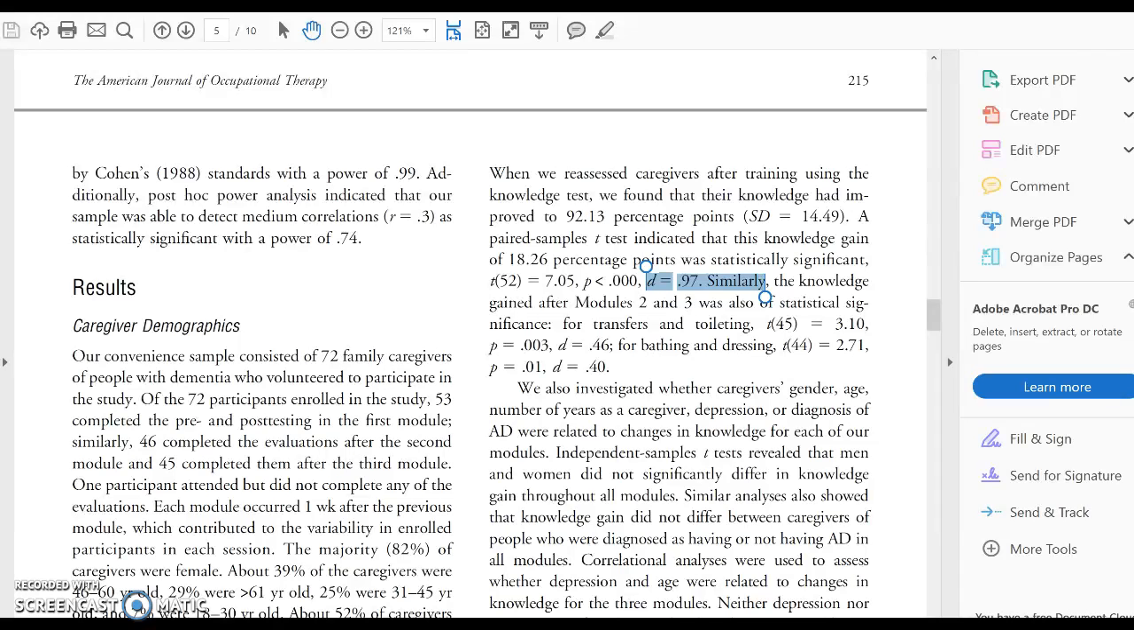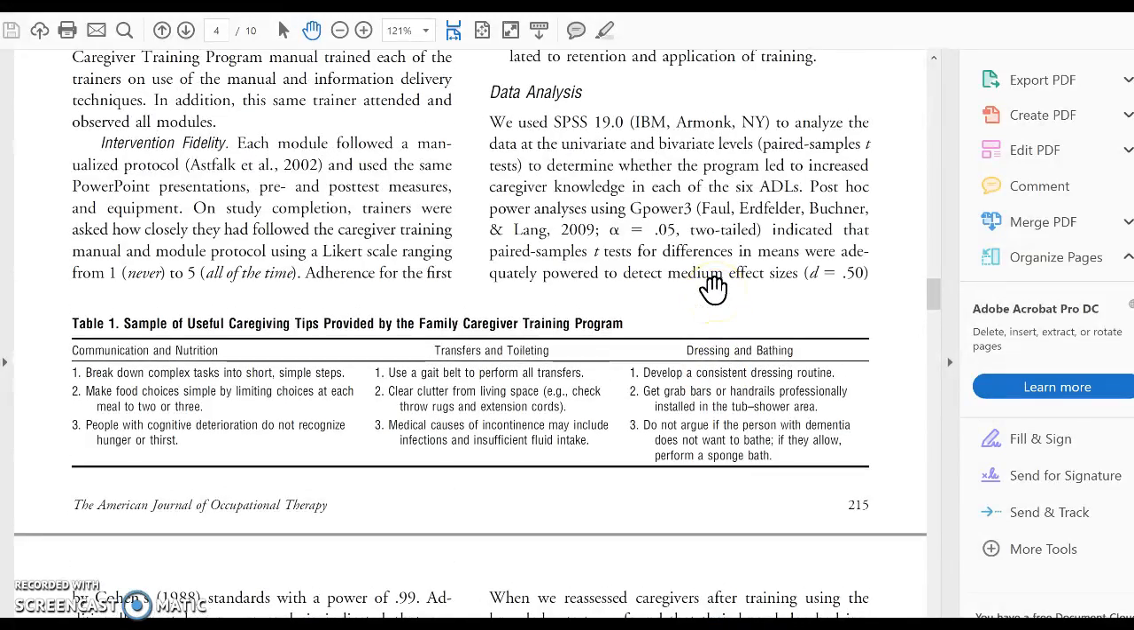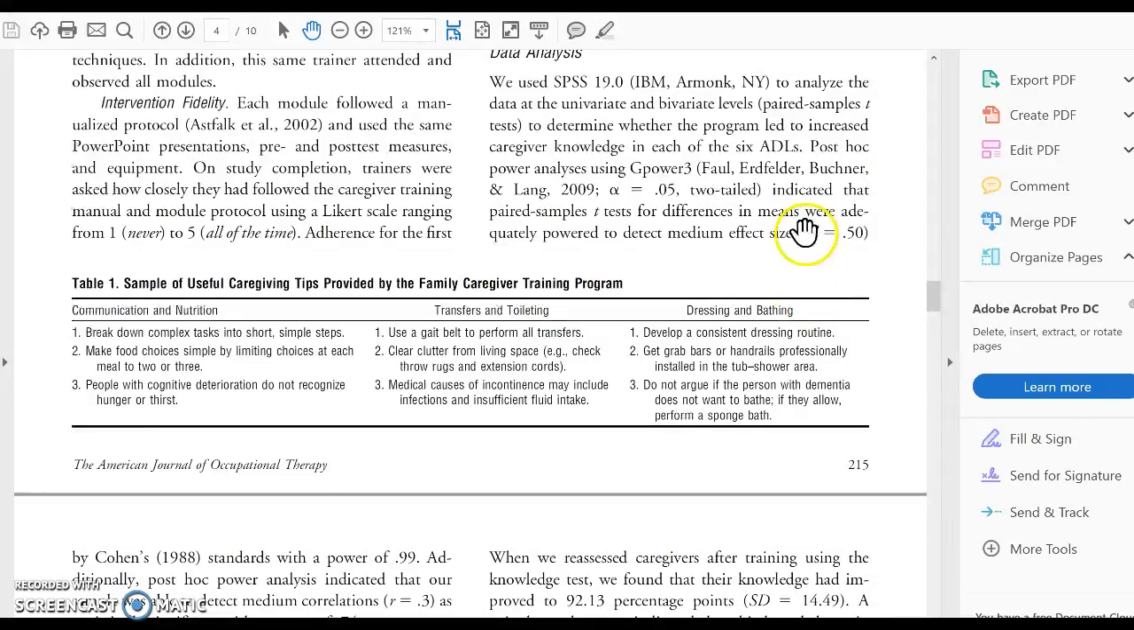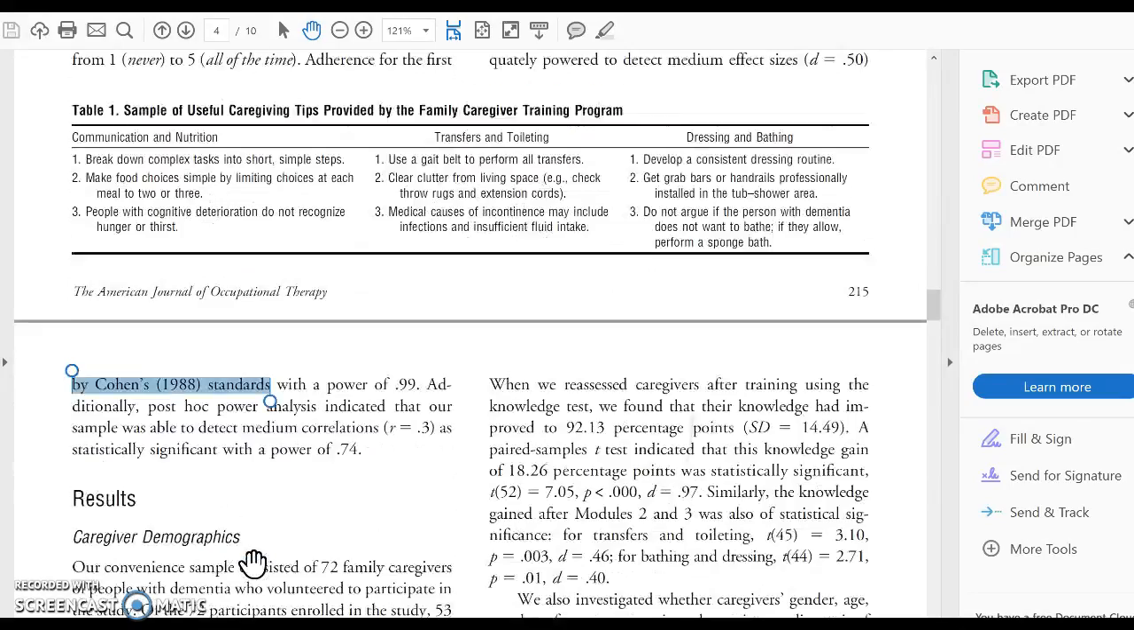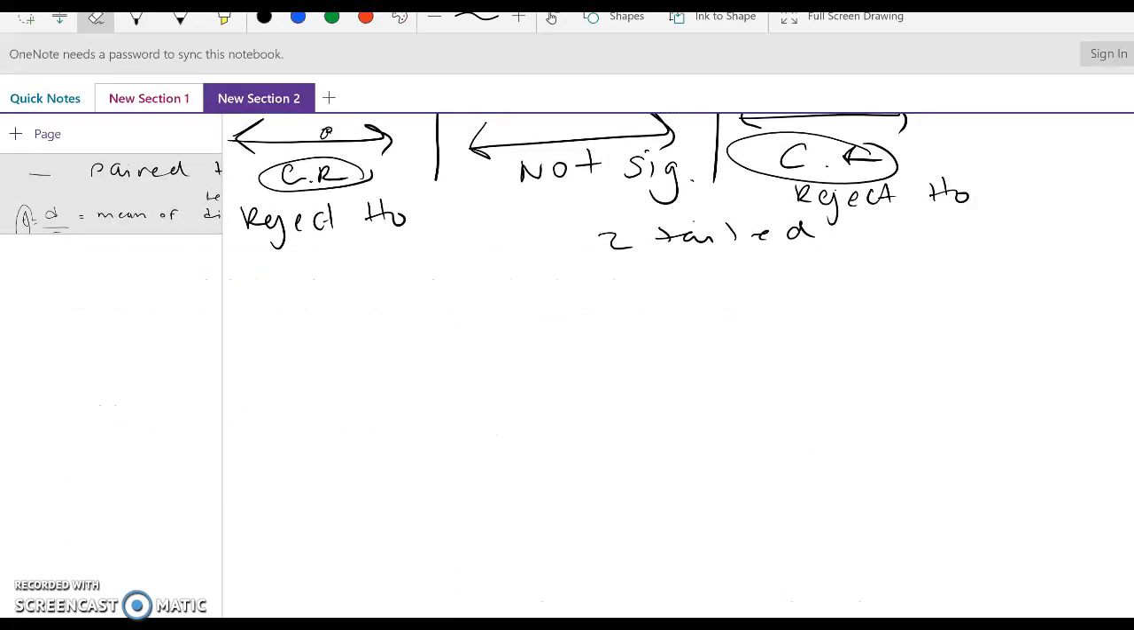Okay, so we left off at effect size, which is here, this highlighted portion where it says D equals 0.97. Now, a little earlier on page 215, they said that paired samples t-tests for differences in means were adequately powered to detect medium effect size, D equals 0.05 by Cohen's standards. That's Cohen's D. So this D is actually Cohen's D.